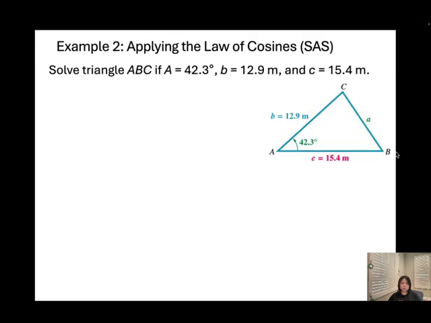Example 2, applying the law of cosine. Again, we do have a SAS. So first, we want to find out the length of the side A. Use the cosine law. I want you guys to try: plug in the numbers, use the calculator, and figure out the length of the side A.